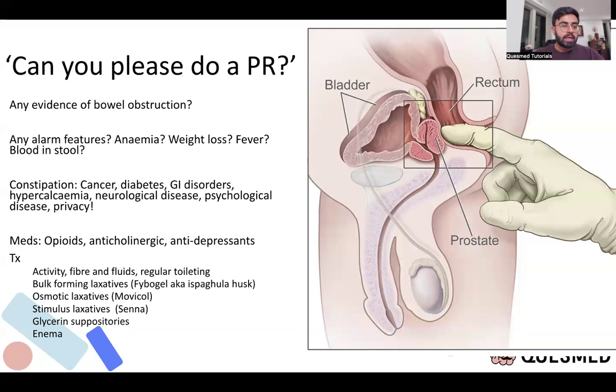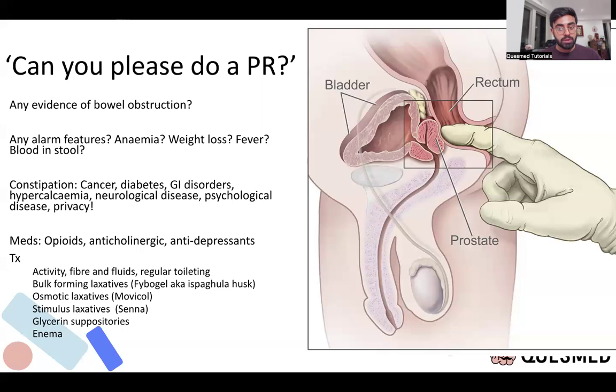And again, we've talked about polypharmacy, we've talked about medications such as opioids, anticholinergic medications, and also antidepressants, especially the tricyclics. These can all cause constipation as a side effect. And for that reason, we have a basic treatment plan that you would give in a stepwise manner for a patient presenting with constipation.